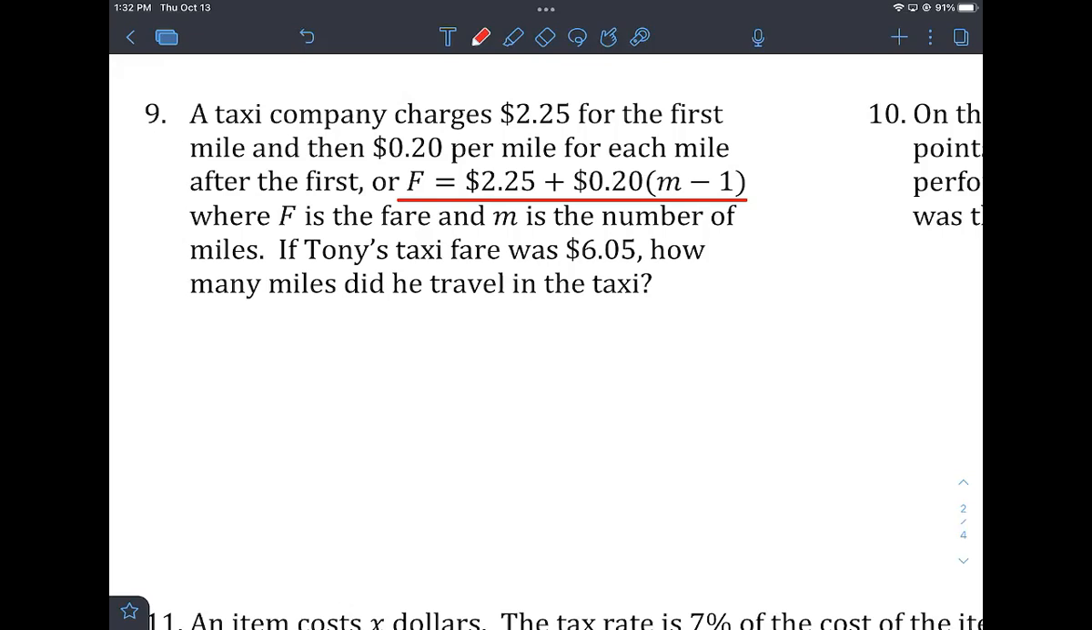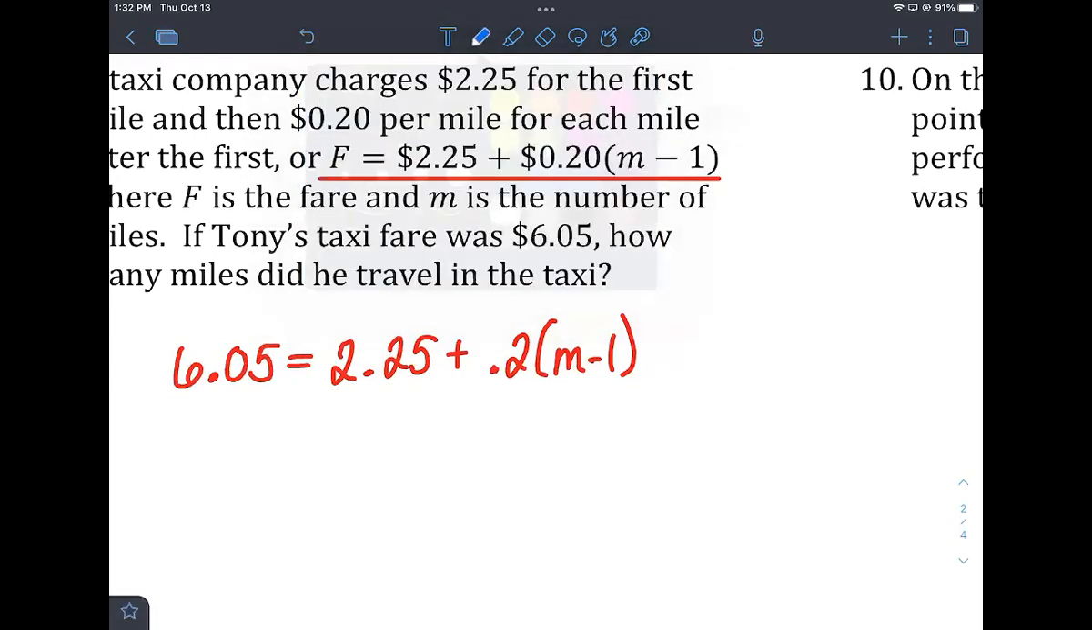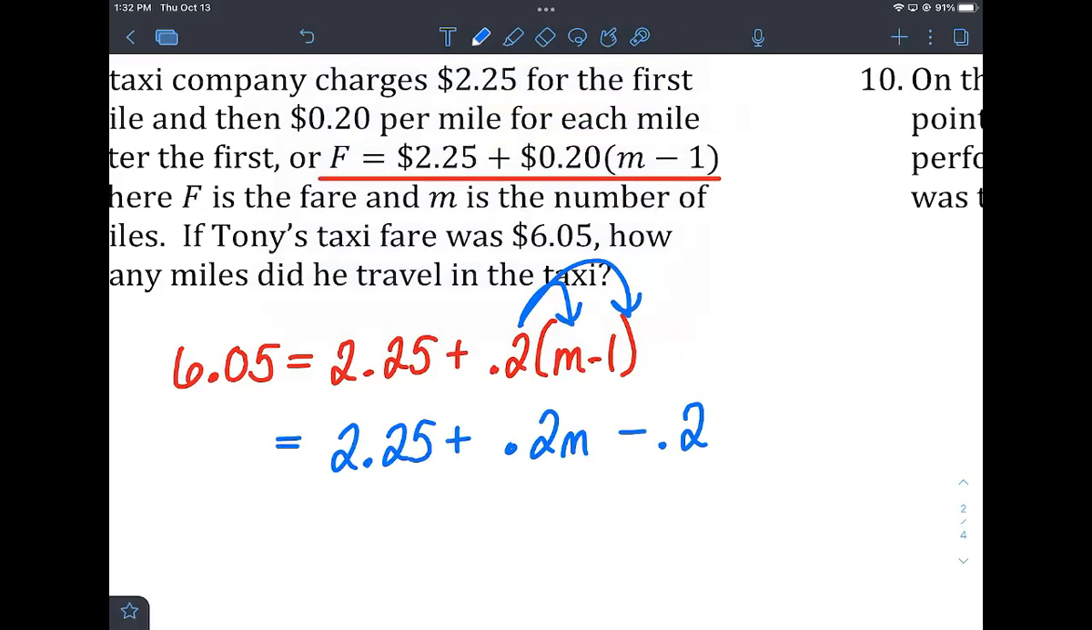If Tony's fare is $6.05, F equals 6.05. How many miles? So we're gonna set that equal to $2.25 plus 0.2 times m minus 1. This is not a problem where that shortcut method would work, because not everything's being multiplied by 0.2. So let's distribute. 0.2 times m, 0.2m. 0.2 times negative 1, negative 0.2.